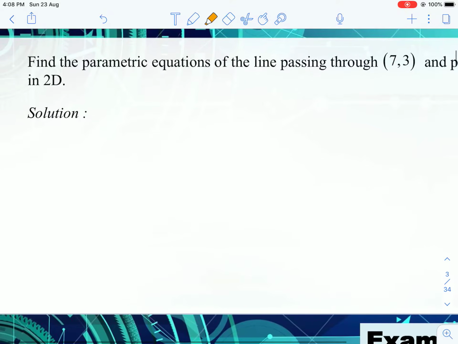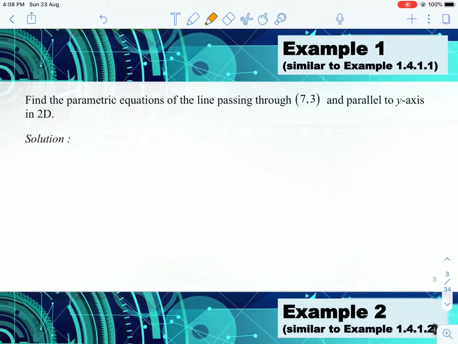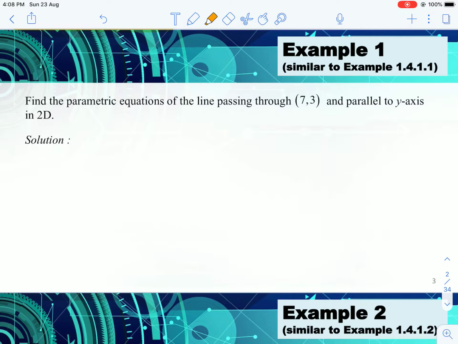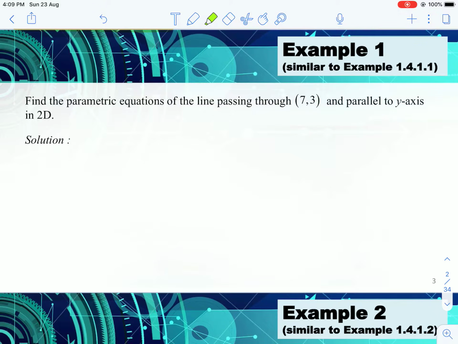Now let's take a look at example 1, which is similar to example 1.4.1.1 in our module. Find the parametric equations of the line passing through the point (7, 3) and parallel to the y-axis.